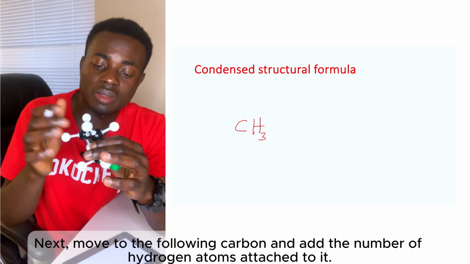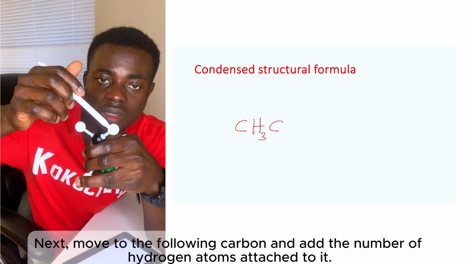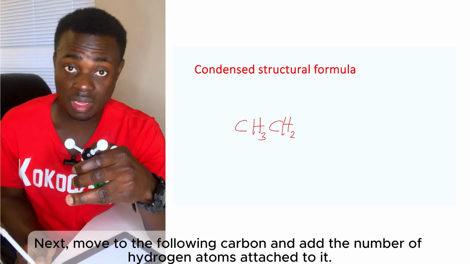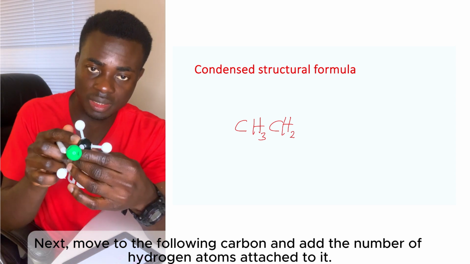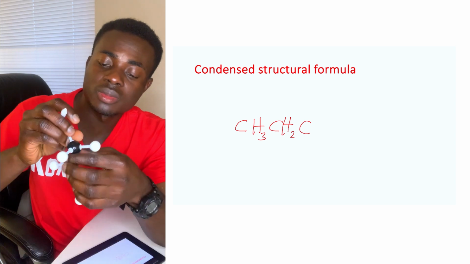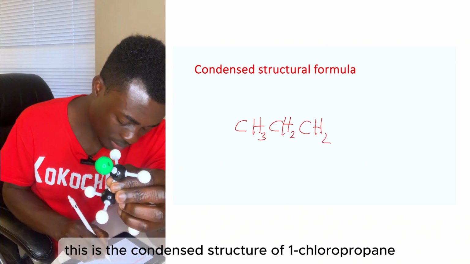Now of course the second one. Focus on this guy, carbon number 2. Hydrogens: 1, 2. So I write H, then you add the subscript 2. Then you go to the next carbon, which is C. Hydrogens: 1, 2. And the chlorine is Cl.